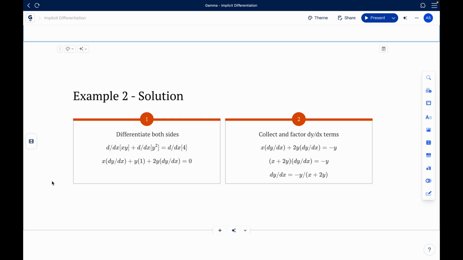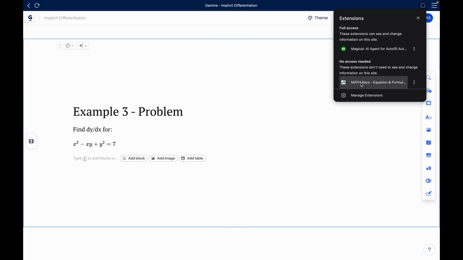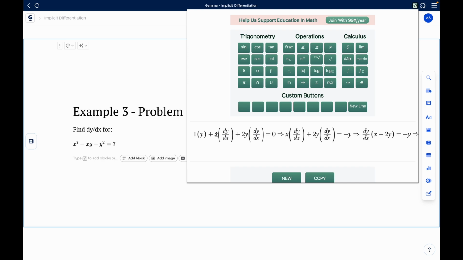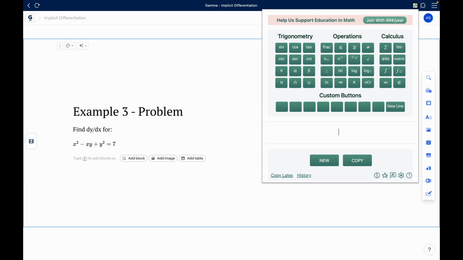if you finish the problem before me. Our final problem is to find dy/dx for x squared minus xy plus y squared is equal to 7. So we have the xy term over there, but also we have a few extra terms that will make this slightly longer, but in no way more complicated. So let's start differentiating from side to side.